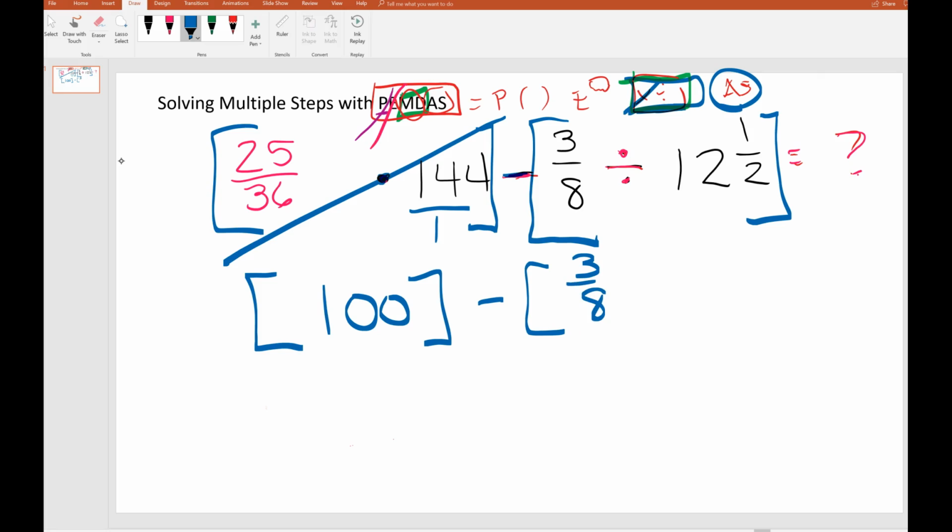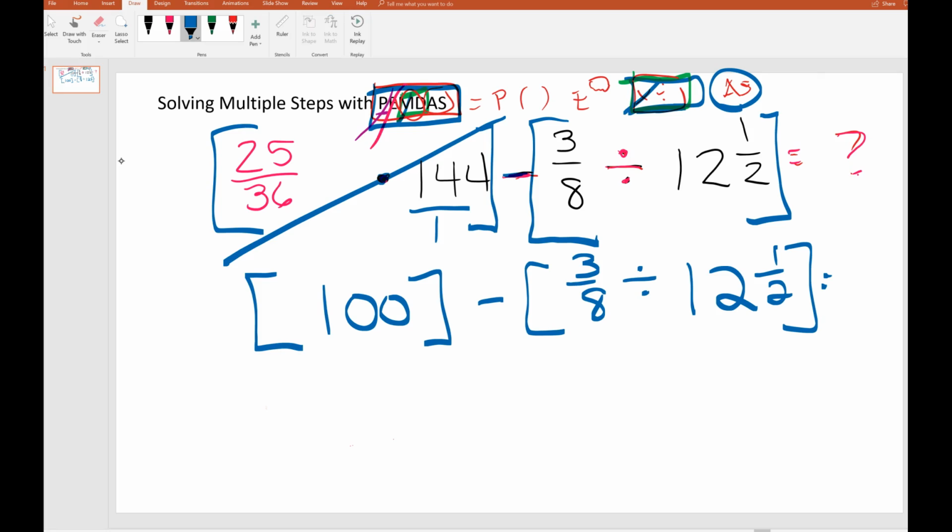Again, I'm really big on using the calculator. If you like that, that's great. If you don't, I understand. But I'm going to show you with a calculator on this problem, because what we're focused on is multiple steps with PEMDAS. We've finished our parentheses, we finished our exponent, we finished our multiplication. Now we're to our division.